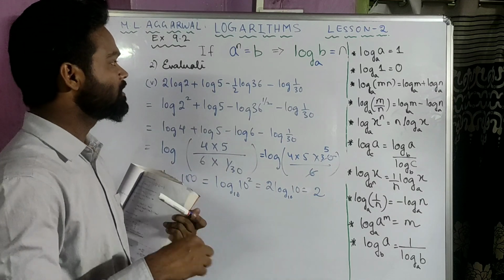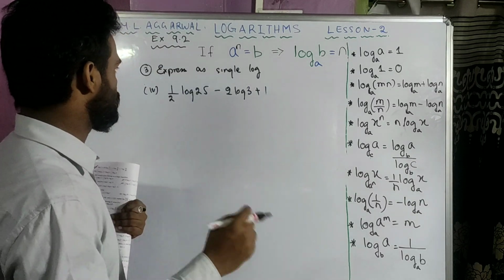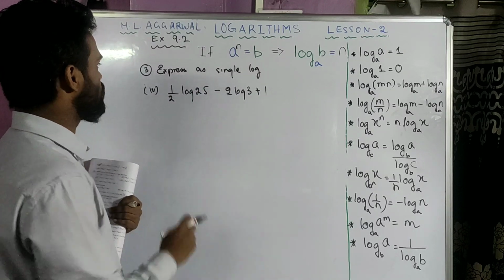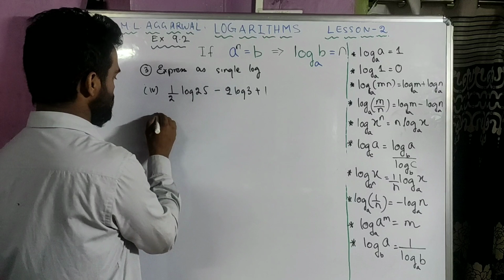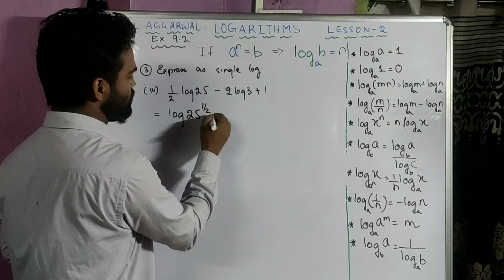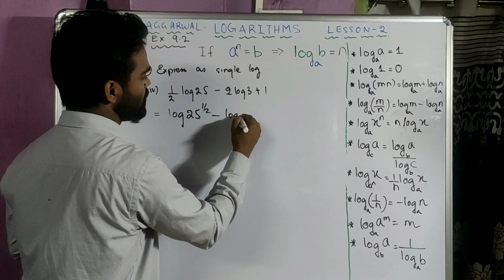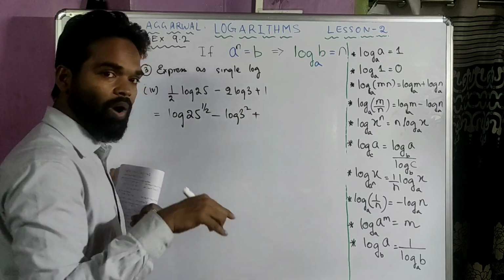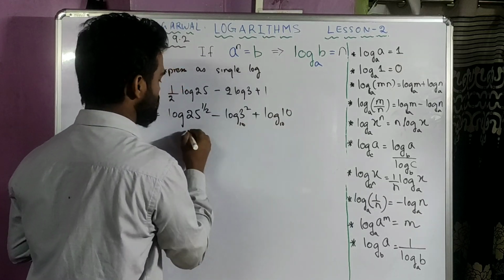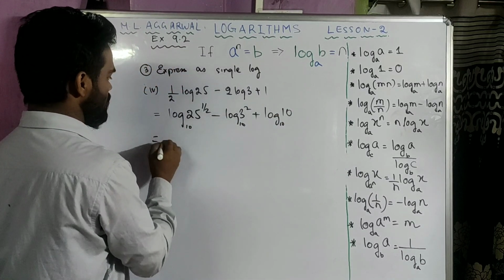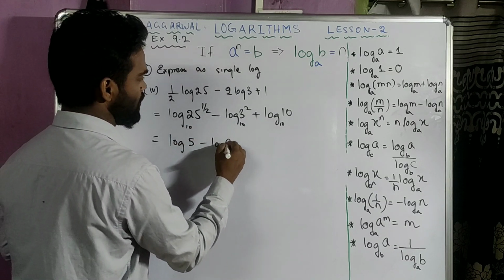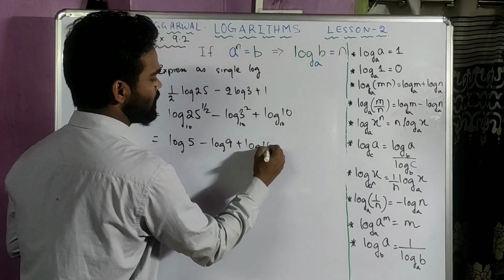Okay. Now we look at the next sum. Now look at sum number 3. Express as a single log. Half log 25 minus 2 log 3 plus 1. 3 part 4. Same logic. Okay. This becomes log 25 to the power half. This 2 becomes power. So log 3 square. And 1 we can write as log 10 because the base is 10 in all the cases. Now this is log 5 minus log 9 plus log 10.